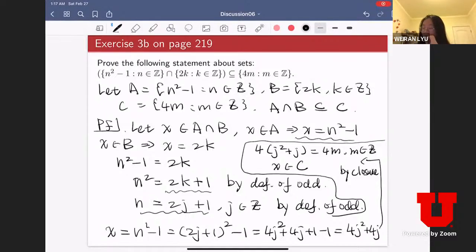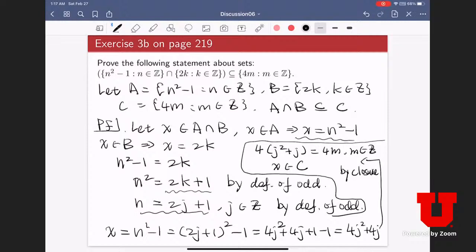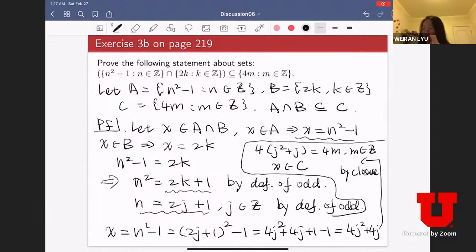I think the key part for this question is to recognize that right here we have n squared minus 1 equals 2k, and we can actually recognize that n squared is an odd number here. And just by using the theorem, we know that n has to be another odd number.